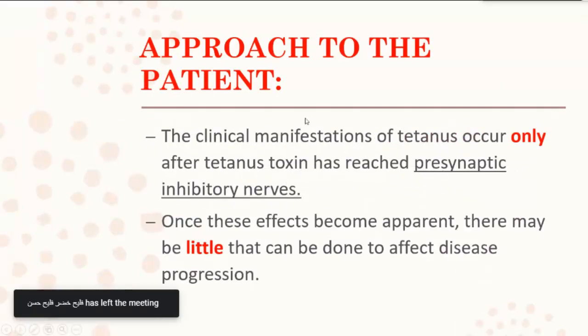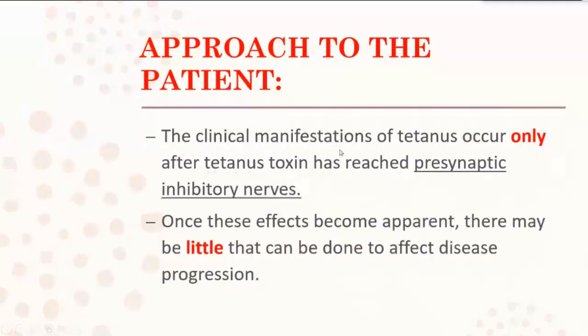So how do we approach the patient? The clinical manifestations of tetanus occur only after tetanus toxin has reached the presynaptic inhibitory nerves. Unfortunately, by the time the patient comes to us, the disease will be established. The toxin will be bound to the presynaptic inhibitory nerves in the spinal cord and in the brain. Okay? And the toxin has already been released. We will not see the patient at the stage of multiplication and toxin generation.